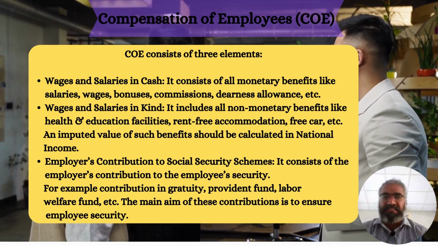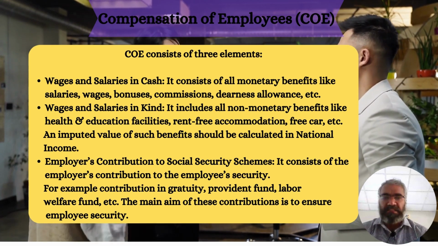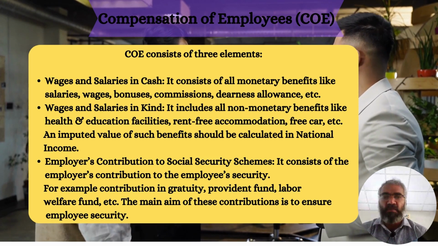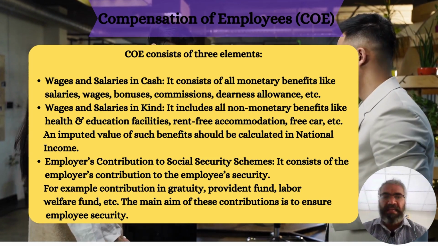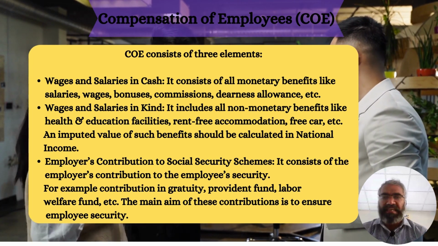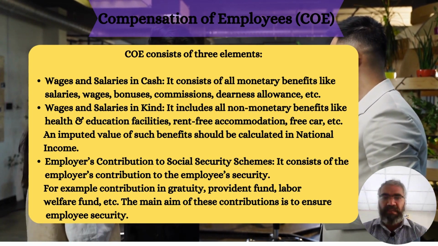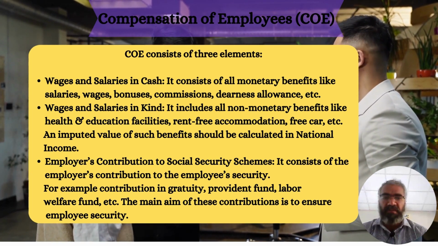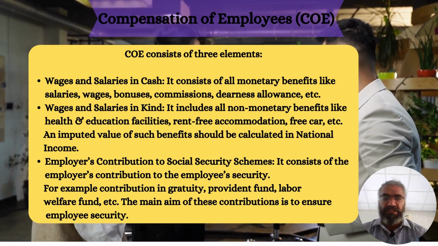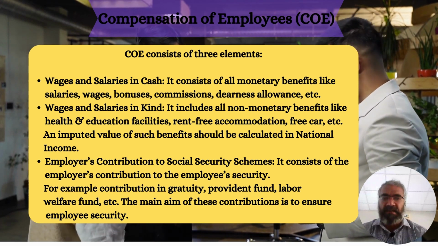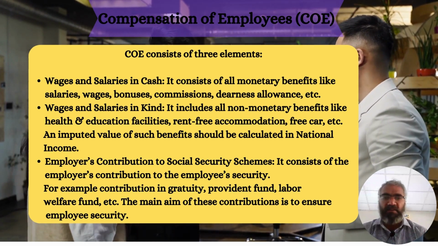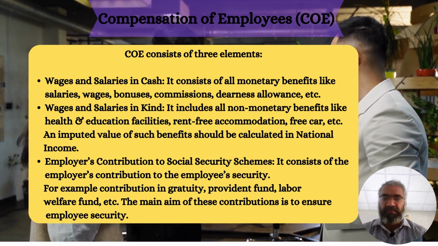One, wages and salaries in cash. It consists of all monetary benefits like salaries, wages, bonuses, commissions, DA allowances, etc. Number two, wages and salaries in kind. It includes all non-monetary benefits like health and education facilities, rent-free accommodation, free car, etc. An imputed value of such benefits should be calculated in national income.